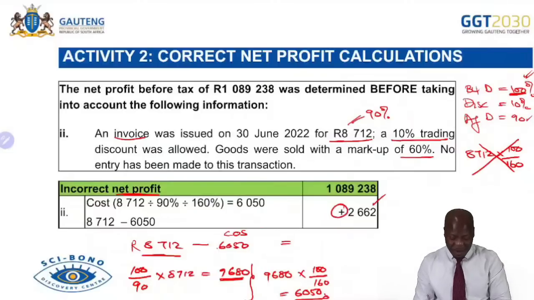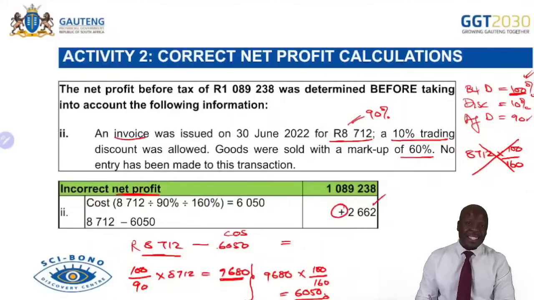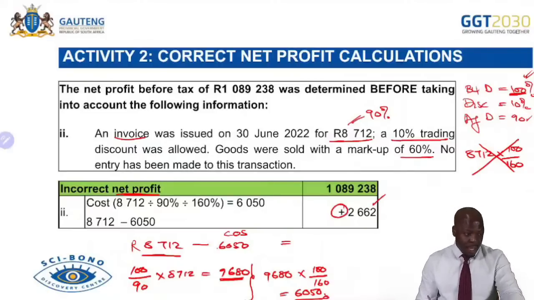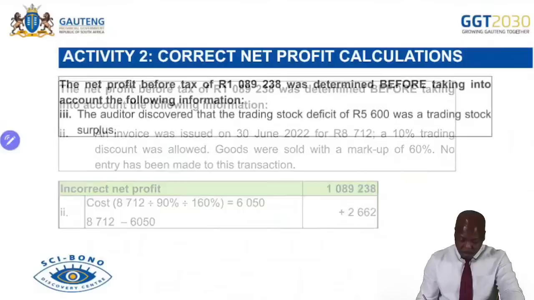I have a plus 2,662. Can I move on to the next adjustment? Okay, thank you. Here is the next adjustment.